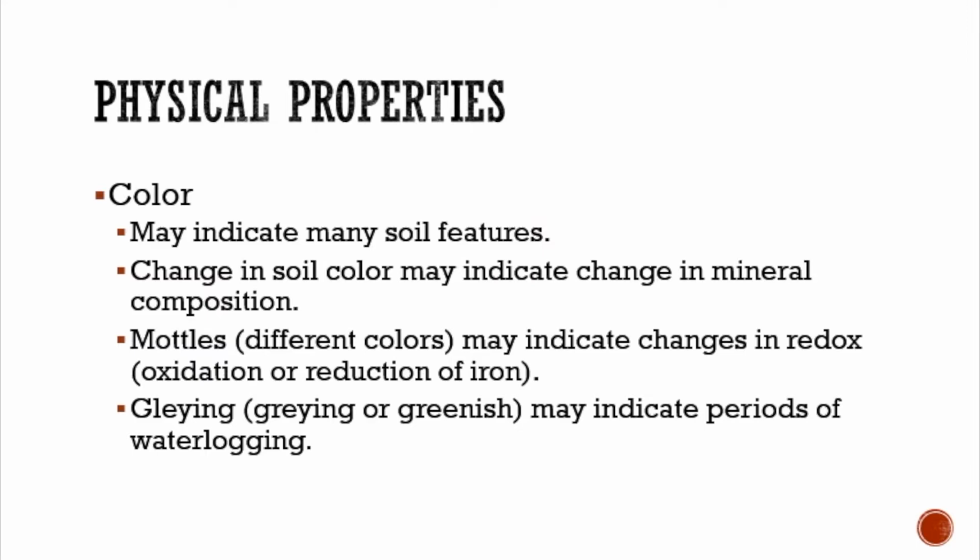The last thing when we look at the physical properties of soils is going to be the color. And when we look at the color, it can indicate a lot of soil features that we may not see with the eye. A change in that soil color can give us an idea of what the mineral composition of that soil is, depending on whether there's blacks, oranges, reds, even greens and grays. If we look at mottled type of soils, which means there's different colors in there, it can indicate a change in the redox, which is the oxidation or the reduction of iron.